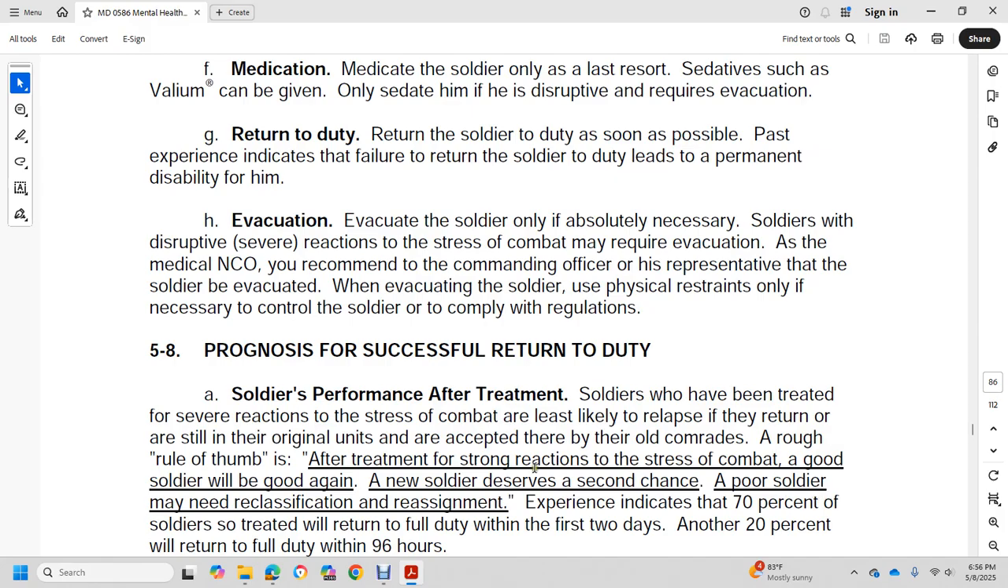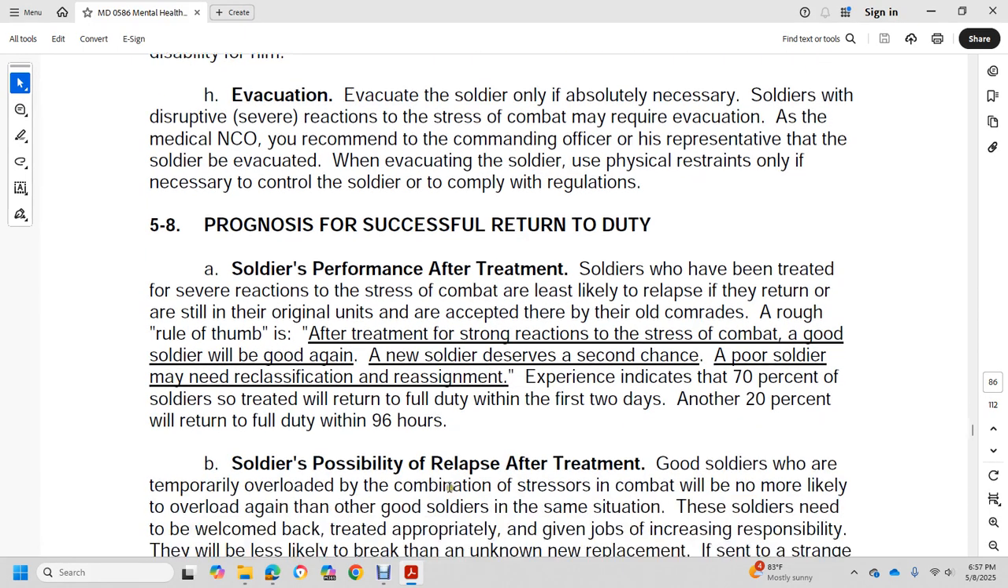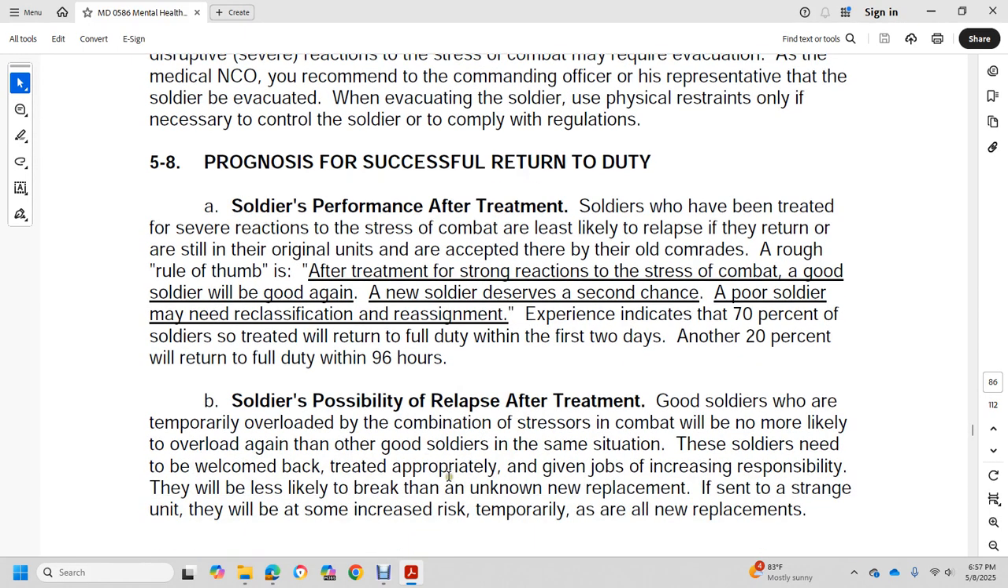Experience indicates that 70% of the soldiers treated will return to full duty within the first 2 days. Another 20% of them will return to full duty within 96 hours. Soldiers' possibility of relapse after treatment.